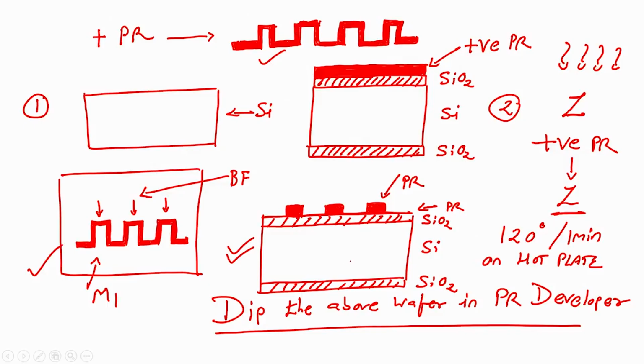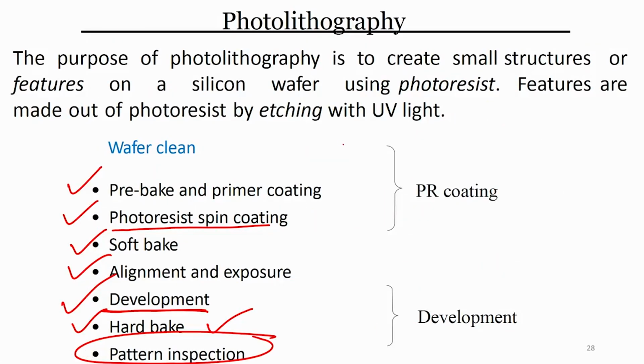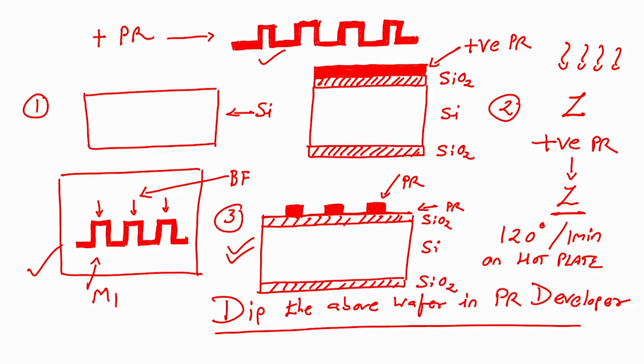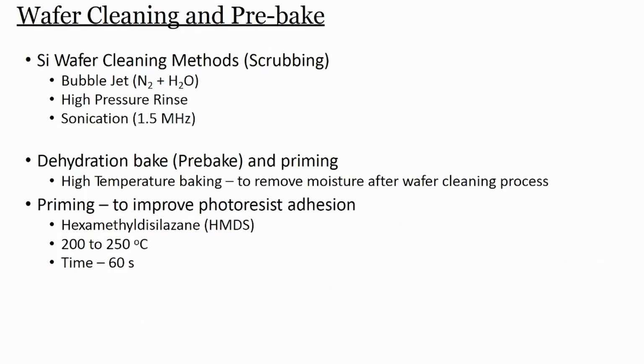This is what it means when we are talking about photolithography steps, which are shown right over here. All right, easy, extremely easy. I will take another example, so you get it. Okay. So, you have to understand, when you have to develop or you have to pattern something, these are the steps that you have to follow. So, after this, let us see how the wafer is clean and how the pre-bake is done.